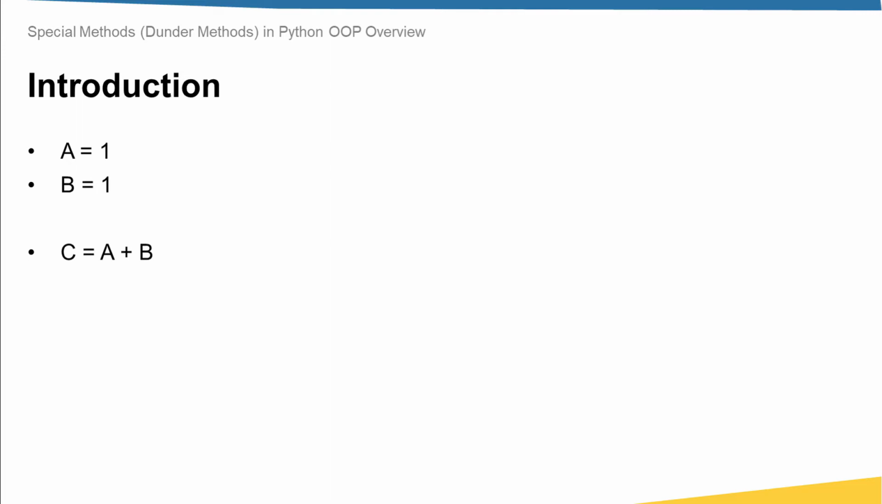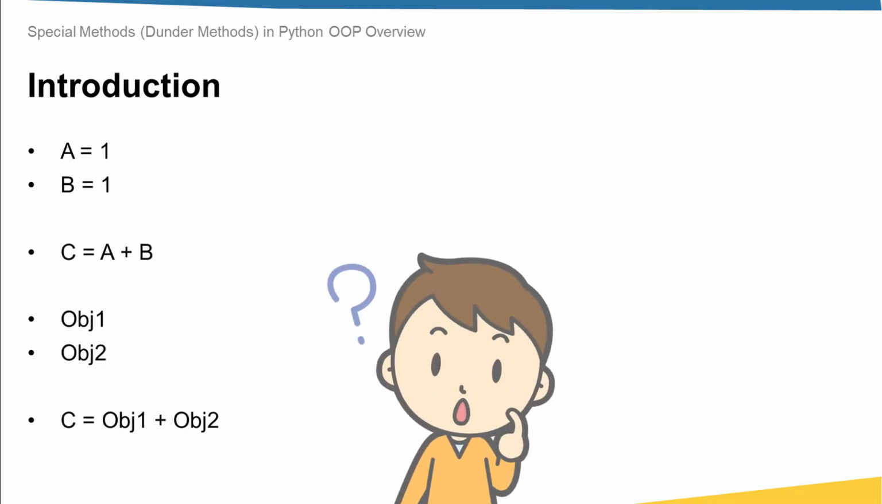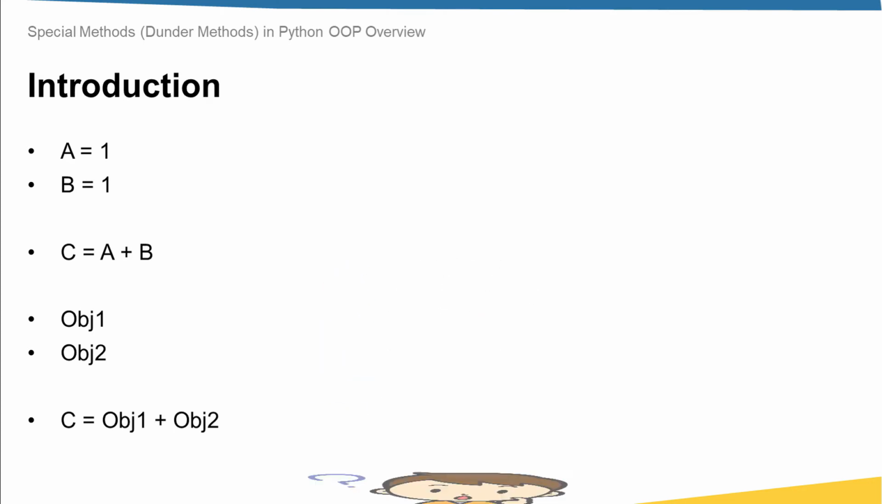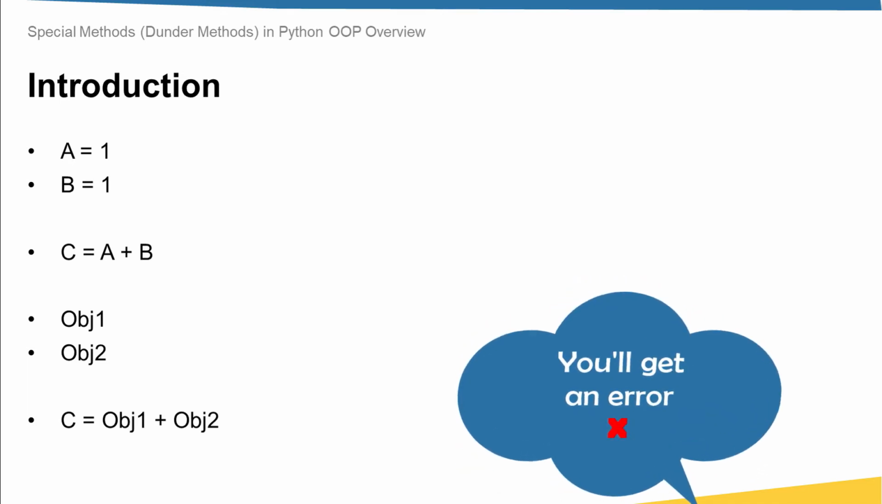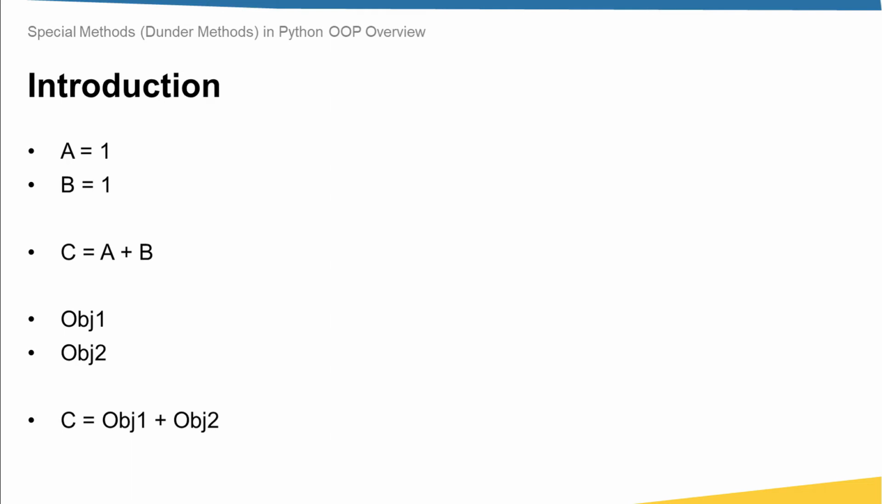Okay, let me ask you another question. Let's say you have object 1 from a dummy class, whatever class you want, and you have another object from this class, and I say c equal to object 1 plus object 2. You will say it's weird, because I don't know how to add one object to another for the dummy class. And if you try to use this syntax in your Python code, you will get an error. Why? Because the addition or plus operator is not defined for your class.